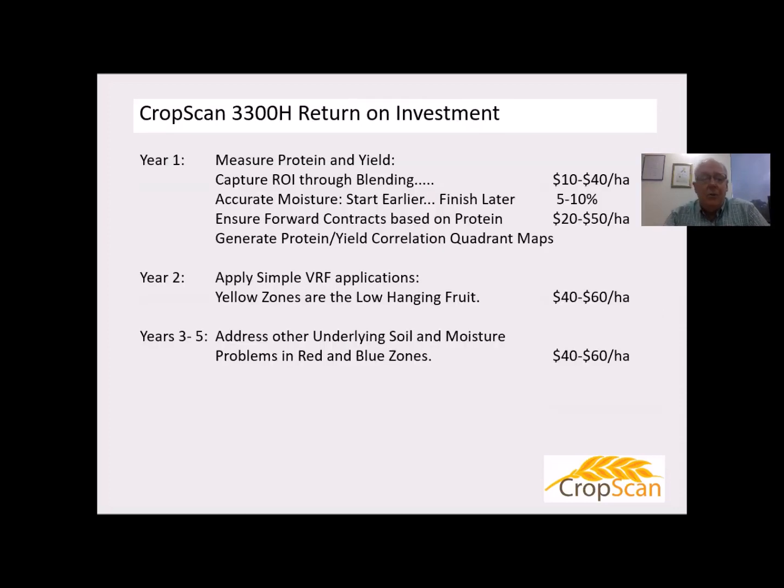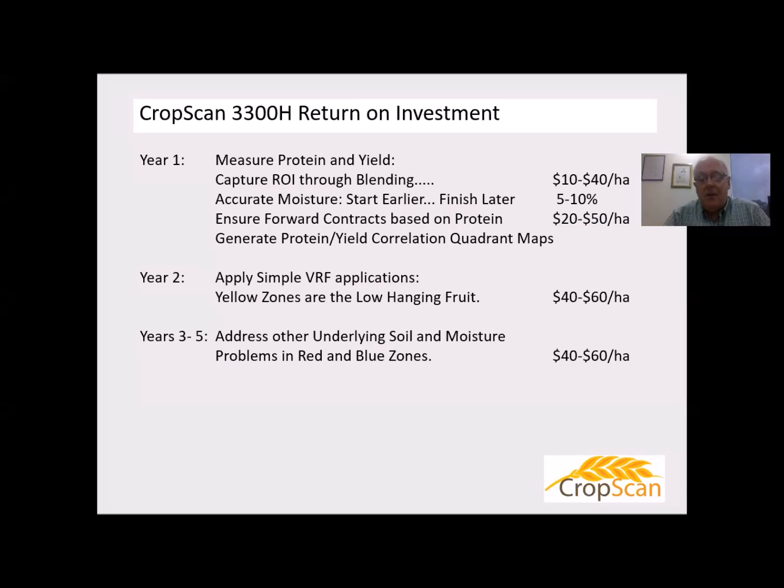So all decisions by farmers are going to be made based on return on investment. We're talking about how to implement variable rate fertilization strategies. In year one, all you can do is measure the protein and yield, but you're going to get some benefit in blending. Nearly all farmers in their first year realize that I can increase my payment for crops $10 to $40, as I've shown in the previous slides, per hectare, based on just the fact that I can blend low protein with higher protein and jump a grain. If I jump from ASW to APW even, I can pick up an extra $10 to $20 a ton.